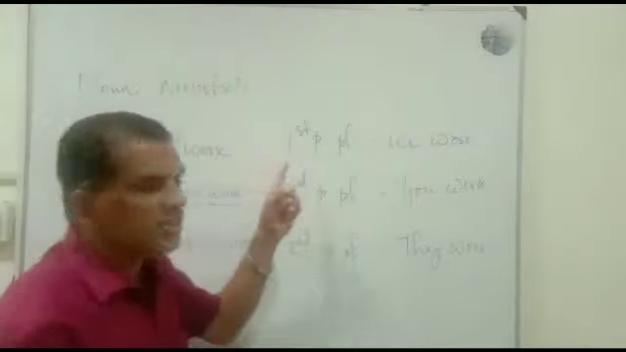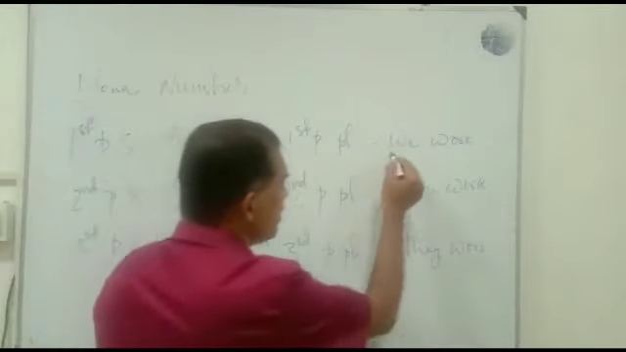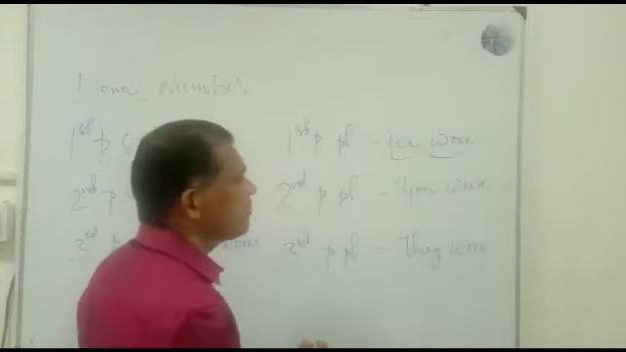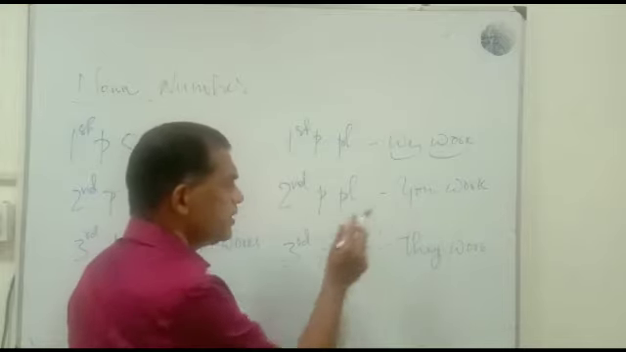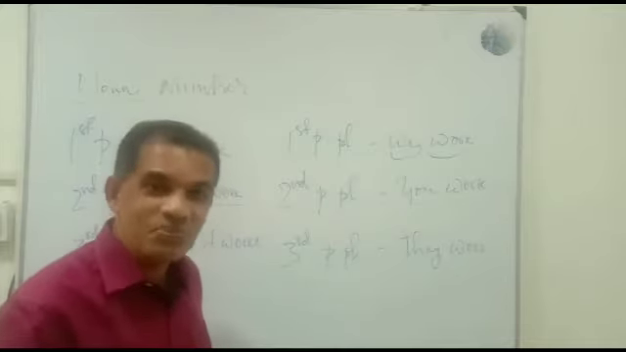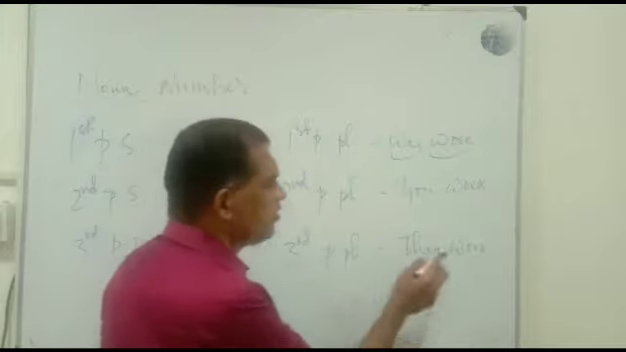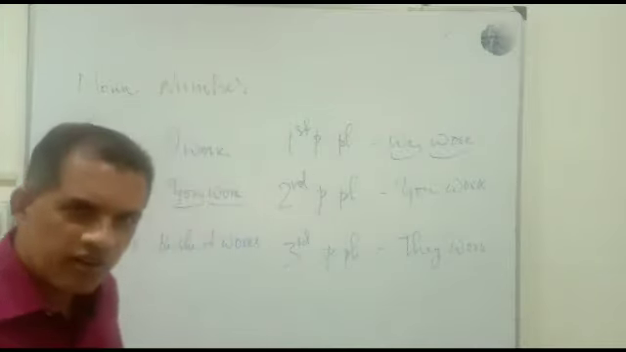Now, coming to the plural side, when the subject is first person plural, we have the verb also in first person plural itself. When the subject is second person plural, the verb should also be second person plural. And when the subject is third person plural, the verb should also be third person plural.